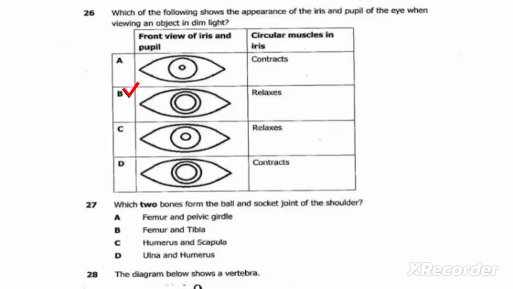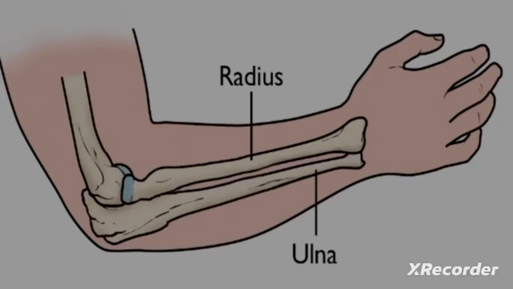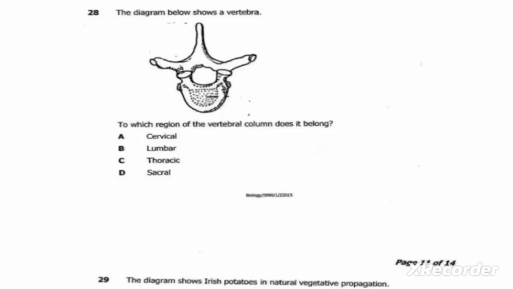So the ball and socket joint is formed by the humerus and the scapula, or shoulder blade. So the humerus and the scapula are the ones that make the ball and socket joint. Therefore, our correct answer is C. We shift to the next question, which is question 28.